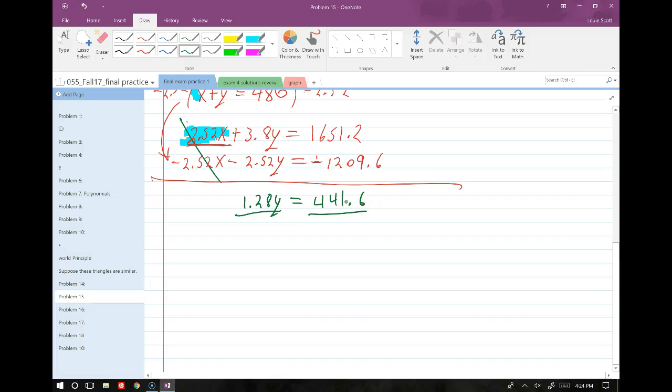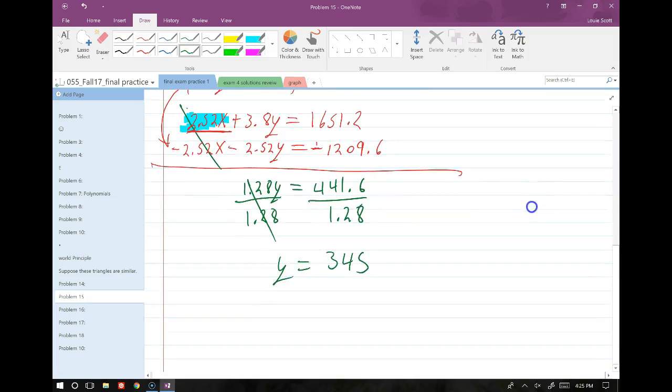Now, the y is attached to the 1.28 through multiplication, so I divide both sides by that to get rid of it. When I work this out on the calculator, I actually get something fairly nice. y is equal to 345. All right, so now I got to go up and see what x is equal to. I've only done half the problem here.